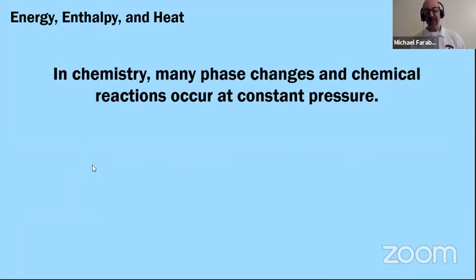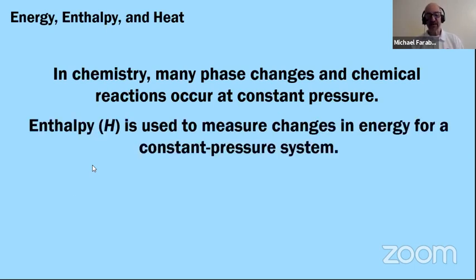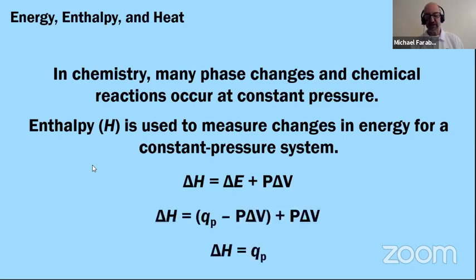And that's because in chemistry, many phase changes and chemical reactions occur at constant pressure. That brings up the concept of enthalpy. So enthalpy is used to measure changes in energy for a constant pressure system. And because enthalpy is defined in this way, which is the sum of the delta E and then this pressure volume work, it turns out that when we talk about enthalpy, we effectively are referring to the heat.